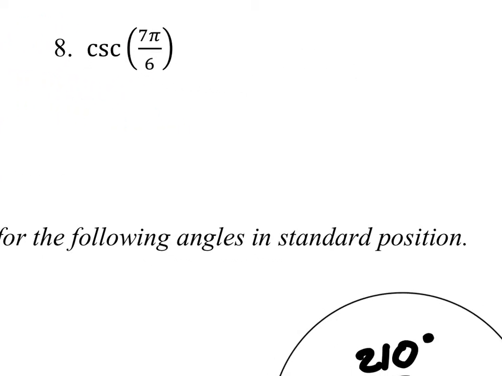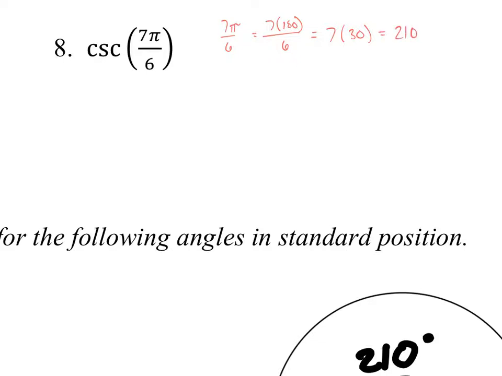Number 8. Let's use our shortcut, and let's figure out what 7 pi over 6 is. Well, that's going to be the same as 7 times 180 over 6. And I can think of that one of two ways. I could do 7 times 180, which is huge, but I'm not going to be able to do that in my head. So what I'm going to do first is I'm going to do 180 divided by 6, which is much easier, and then multiply that by 7. 180 divided by 6 is 30 degrees, and 7 times 30 degrees is 210.